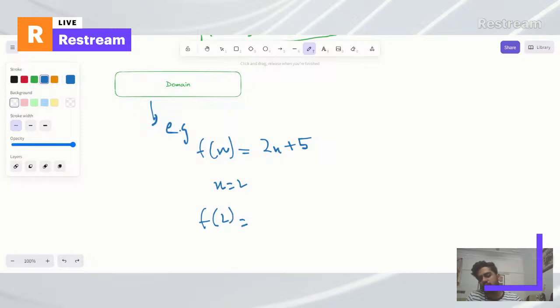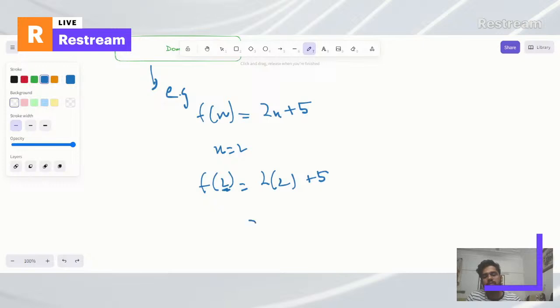That means instead of x I'm writing 2 over here, so in the equation as well I'm going to substitute my x with 2, right? So it's going to give us 2 times 2, 4, plus 5 gives us 9, right? So for a function of 2 we have a valid value of 9, so that's a valid number. Similarly, we can put in any number that we can imagine.